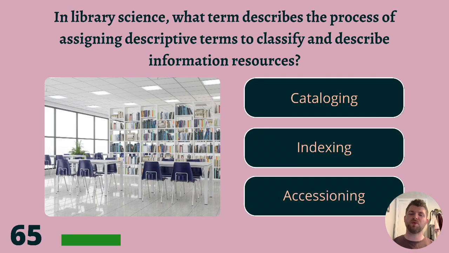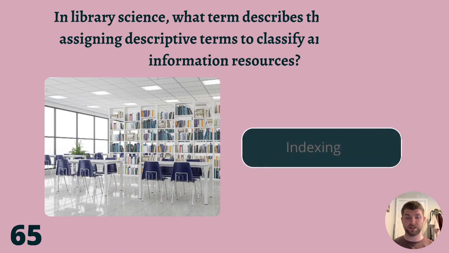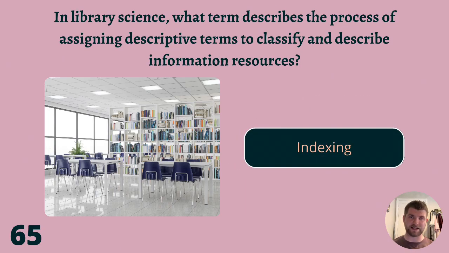65. In library science, what term describes the process of assigning descriptive terms to classify and describe information resources? Cataloguing, indexing, or accessioning? The correct answer is indexing.